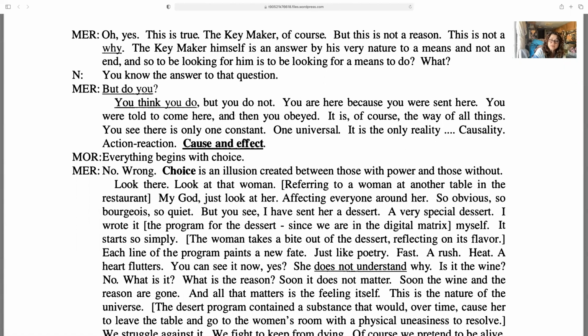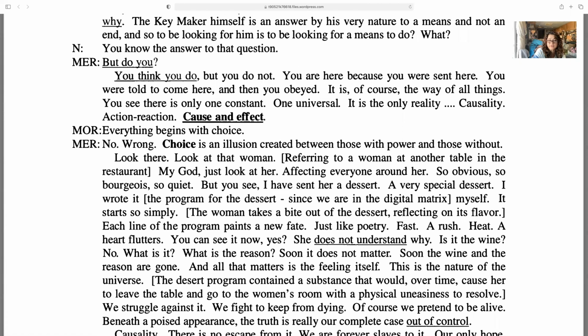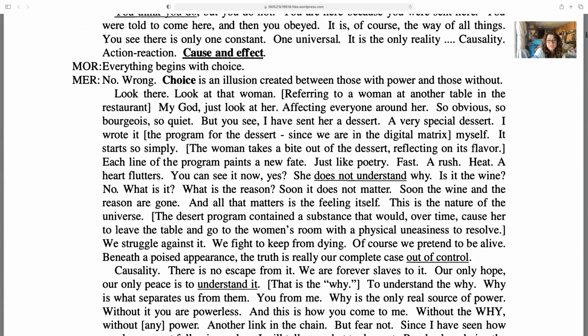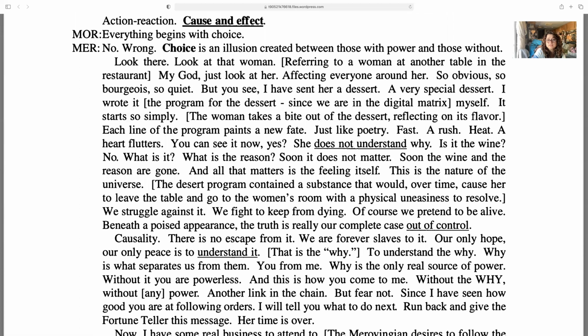It starts so simply. The woman takes a bite out of the dessert, reflecting on its flavor. Each line of the program paints a new fate, just like poetry: fast, a rush, heat, a heart flutters. You can see it now, yes? She does not understand why. Is it the wine? No. What is it? What is the reason? Soon it does not matter. Soon the wine and the reason are gone. And all that matters is the feeling itself. This is the nature of the universe.